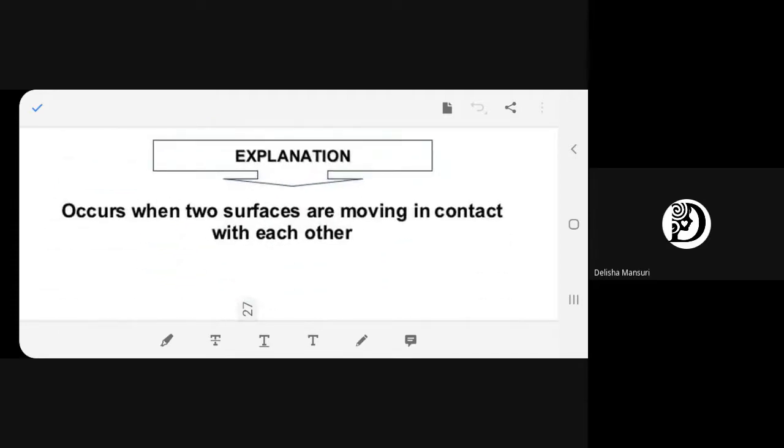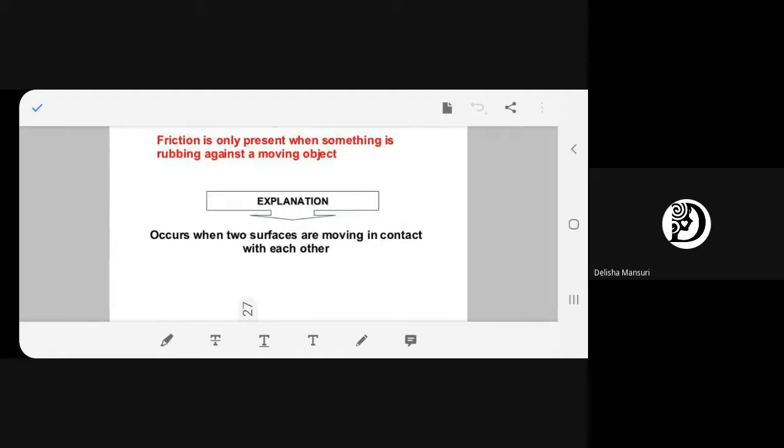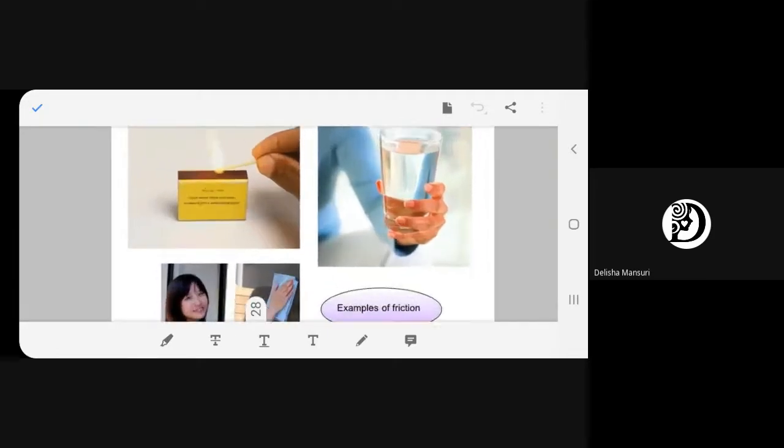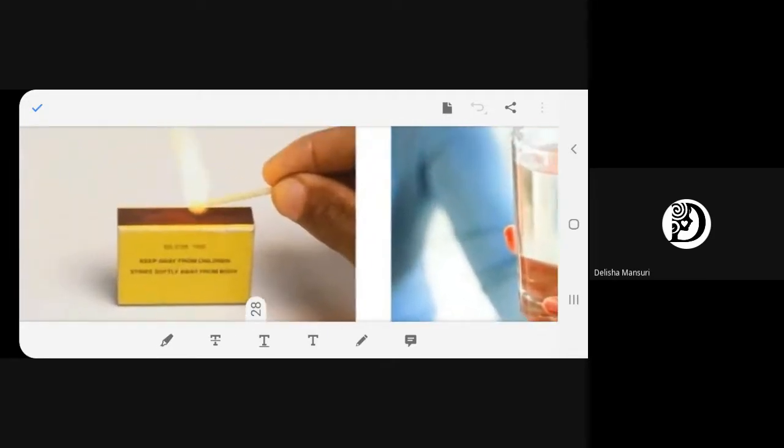Say, it occurs when two surfaces are moving in contact with each other. You got it? Whenever two surfaces are in contact, we say the friction force has started, and after some time, it will come to a stop. I explain to you, now you have to explain to me.